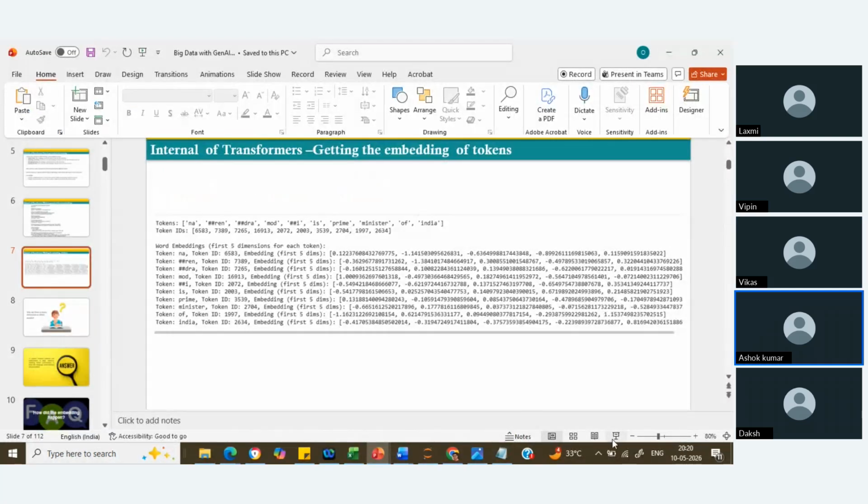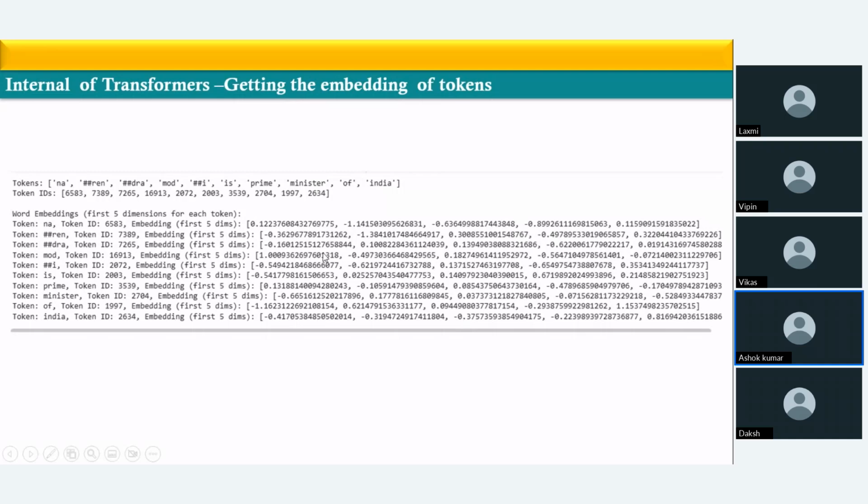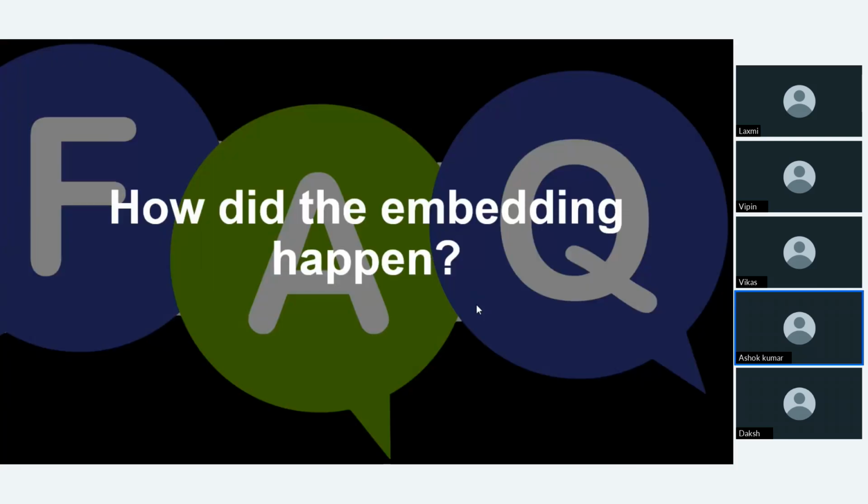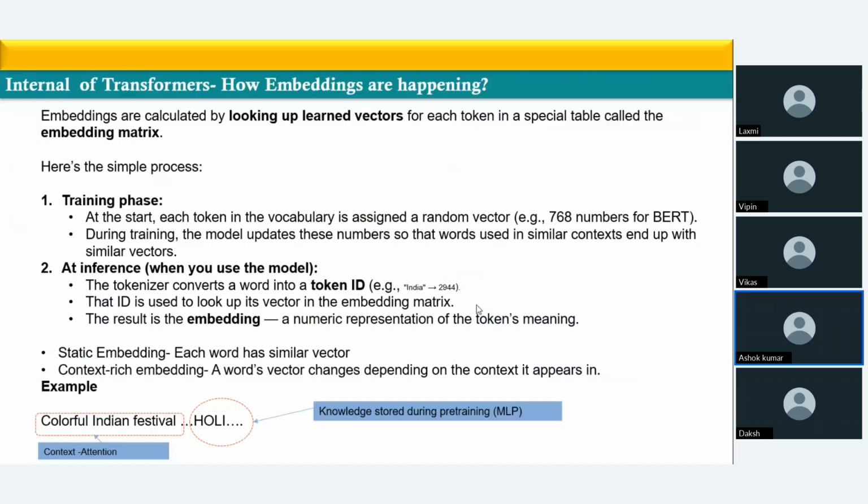So over here, if you are able to see, I have mentioned the 5 dimensions for each and every token. Say Narendra Modi, Prime Minister, so we will be getting these particular values. No need to worry. Once we go through the practical, you will be able to understand these particular things. So say colorful Indian festival, how is it able to predict Holi?